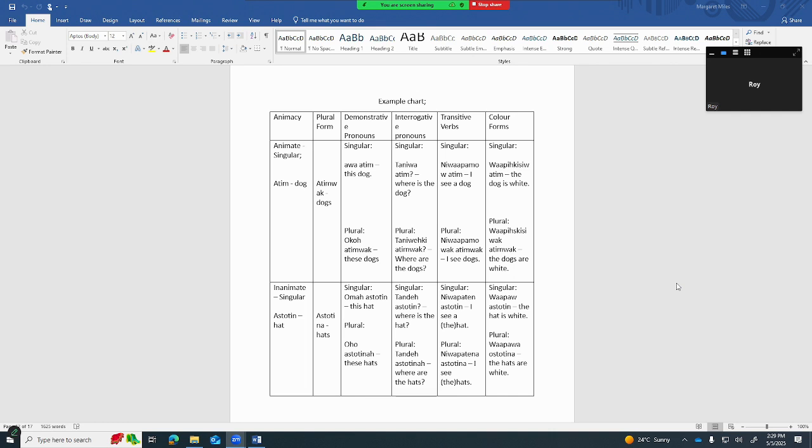The last column, singular. Wapikiso attim. The dog is white. Plural. Wapikisoak attimwag. The dogs are white. For inanimate.